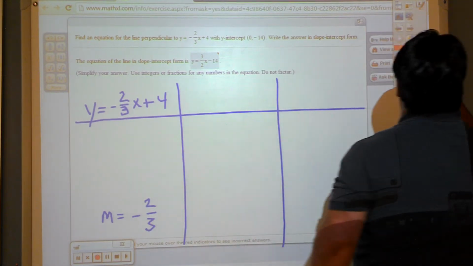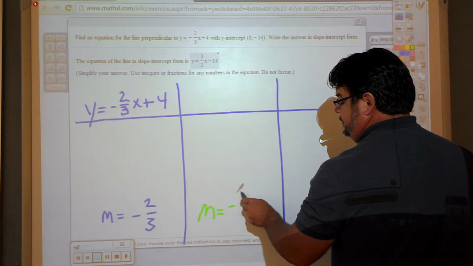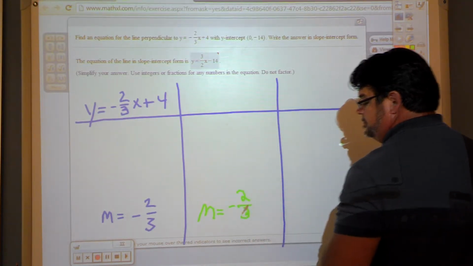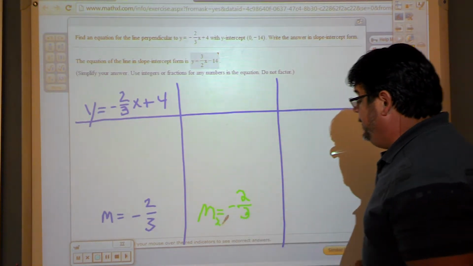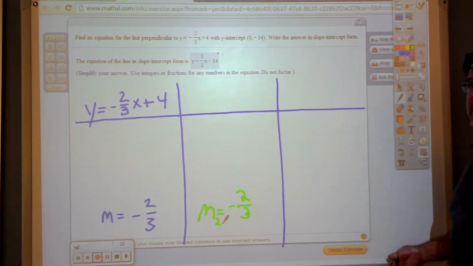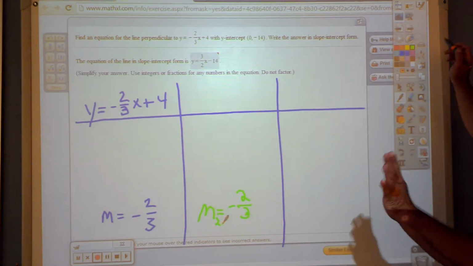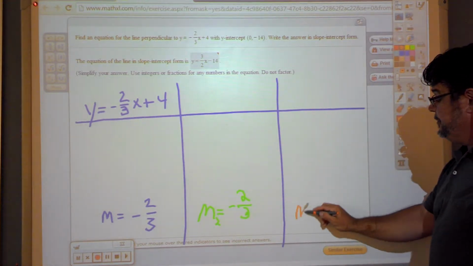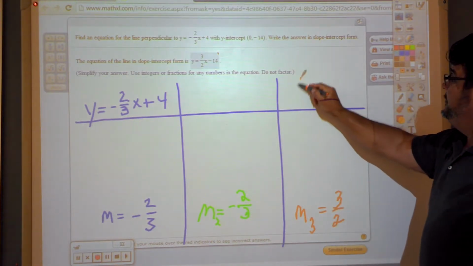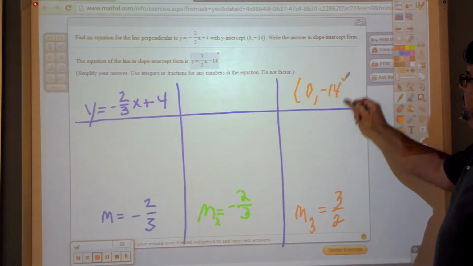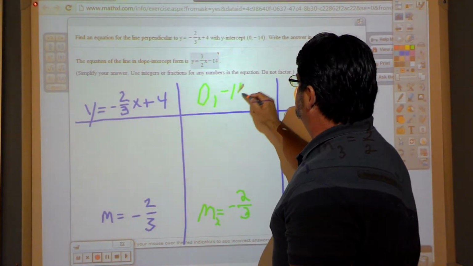And my green is going to be m is equal to negative 2/3. You're supposed to say m sub 2, which doesn't matter, you can put m or m sub 2. That just means the second slope and the third slope. It's up to you what you want to make it. M sub 3, or m is equal to 3/2. And we have 0, negative 14. On perpendicular lines, you always do the opposite reciprocal.